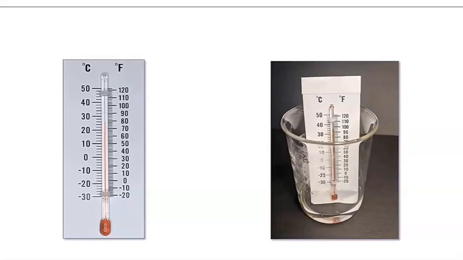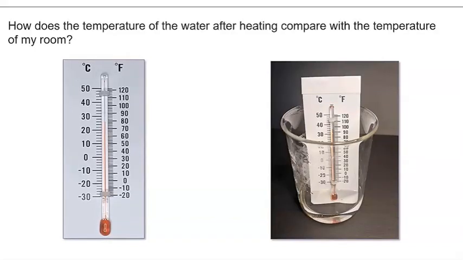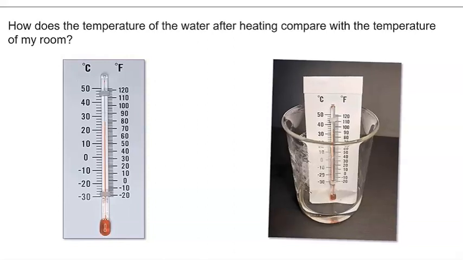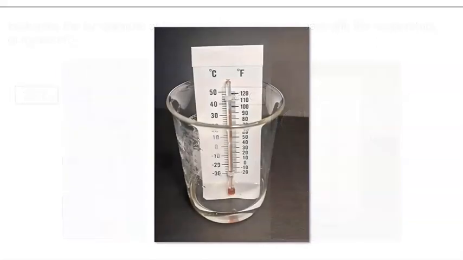At the beginning of the lesson, we recorded the temperature of my room. How does the temperature of the water after heating compare with the temperature of my room? My room is 26 degrees Celsius. The water is 35 degrees Celsius. So the water temperature is hotter than the room temperature.